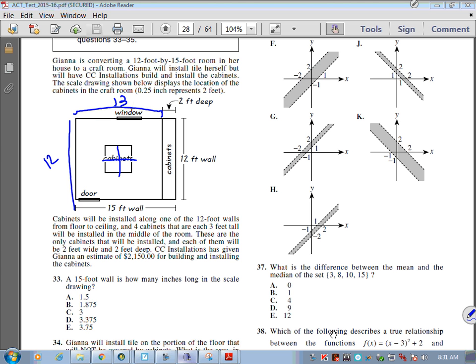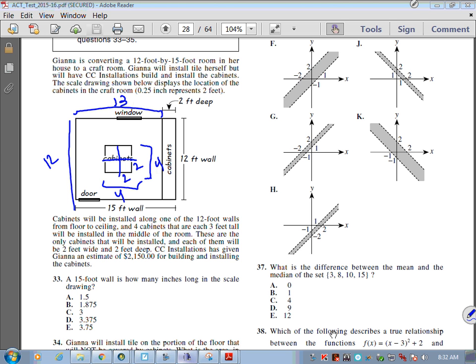and 4 cabinets that are each 3 feet tall will be installed in the middle of the room. These are the only cabinets that will be installed. Each of them will be 2 foot wide and 2 foot deep. Okay? So that means each of these is a 2 by 2, which means this block is 4 by 4. Okay? So that's giving me 16 extra feet, 16 square feet.